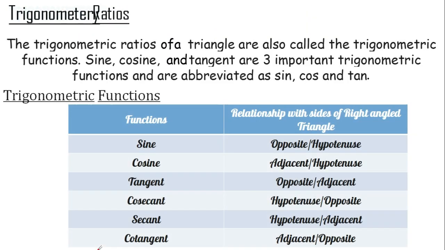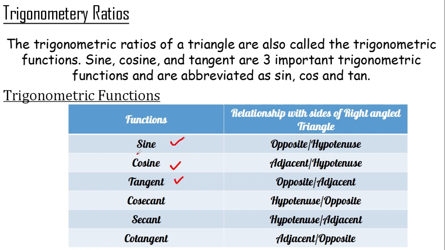Next, trigonometric ratios. Trigonometric ratios of a triangle are also called trigonometric functions, and the three main important trigonometric functions are sine, cosine and tangent. These are the three important trigonometric ratios: sine, cosine and tangent.